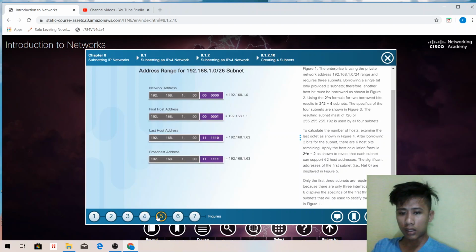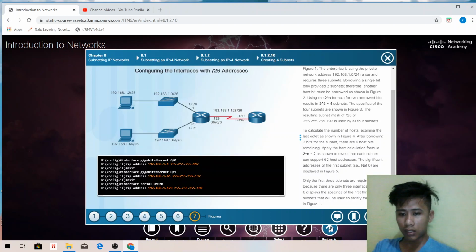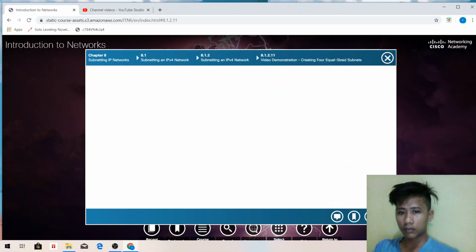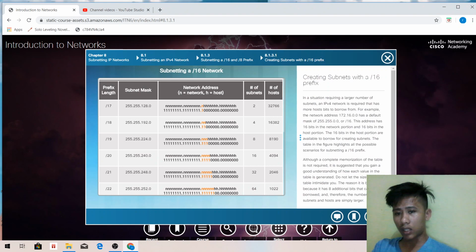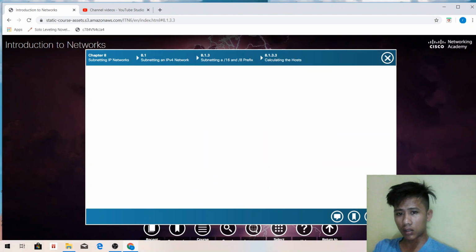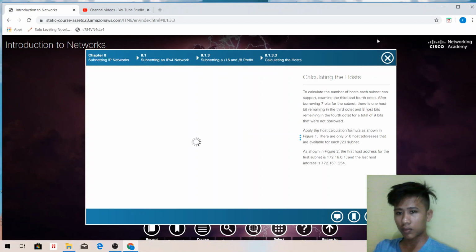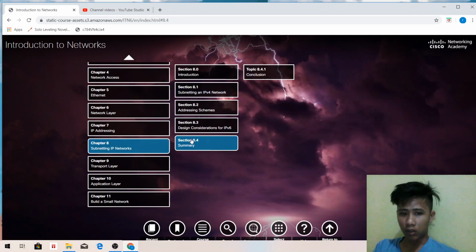And then there are Figures 5, 6 and 7: creating subnets with the /16 prefix, calculating the hosts, and a lot more.